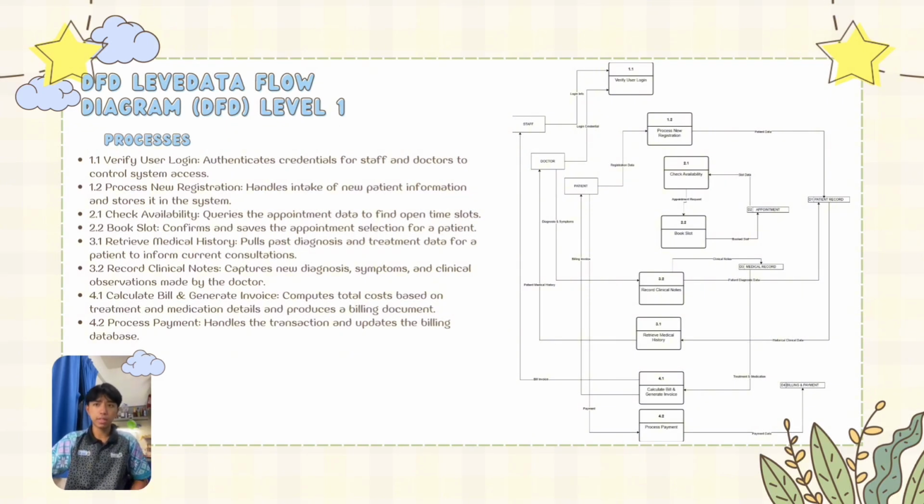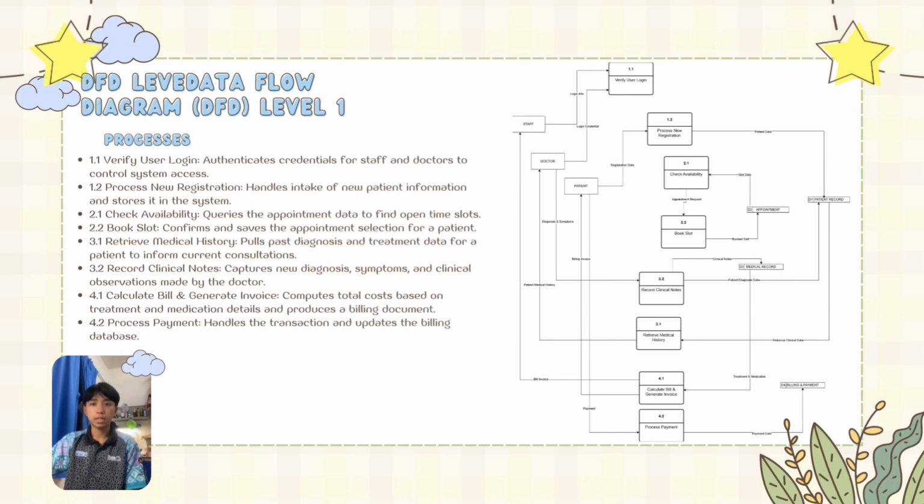First, the system secures access by verifying login credentials for both staff and doctors via process 1.1. Then for patient intake, when a new patient arrives, process 1.2 captures their registration data, which is then persisted in D1 patient record. Then for scheduling, moving to the appointment module, process 2.1 checks the data store D2 appointment for available slots. Once a patient selects a time, process 2.2 confirms the booking, updating the D2 appointment data store.